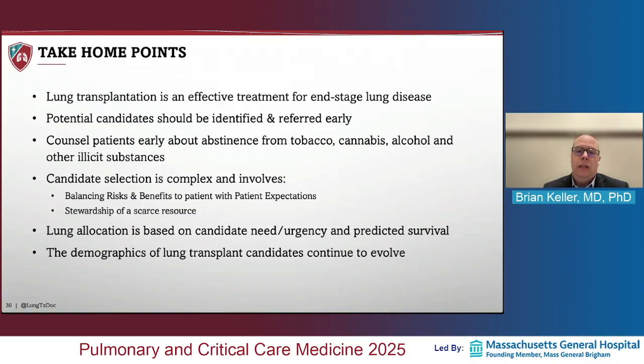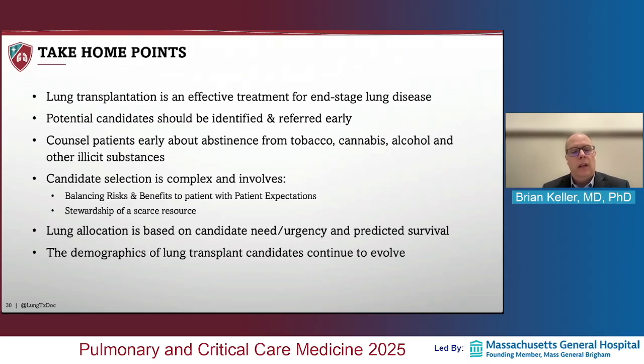It's important to counsel patients early about abstinence from tobacco, cannabis, alcohol, and other illicit substances. And the evaluation and transplant listing can be delayed in patients who are unable or unwilling to abstain from these products. Candidate selection is complex and involves balancing the overall risks and benefits to the patient with the patient's own expectations. We also, as transplant programs, are stewards of scarce resources. There are still people dying on the waiting list, and so we do have a ways to go to improve the availability of donor organs. And until we have the ability to guarantee that every candidate receives a transplant, we really have to be careful in identifying those patients most likely to benefit from a lung transplant.